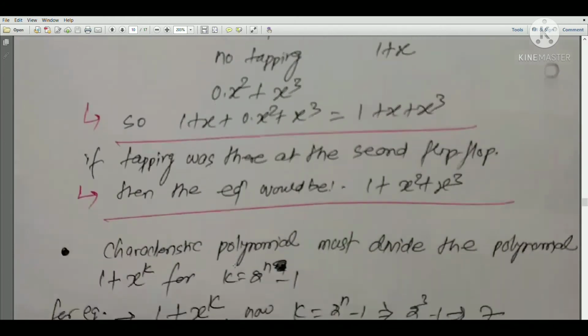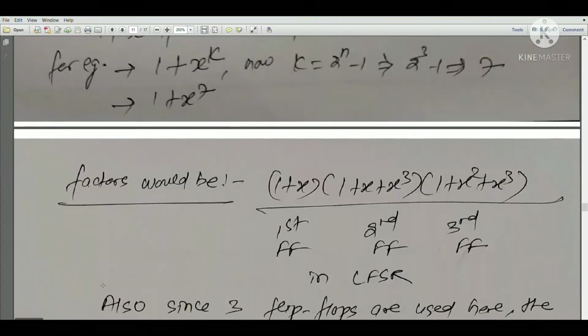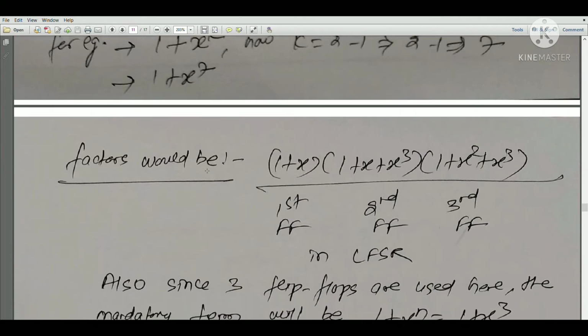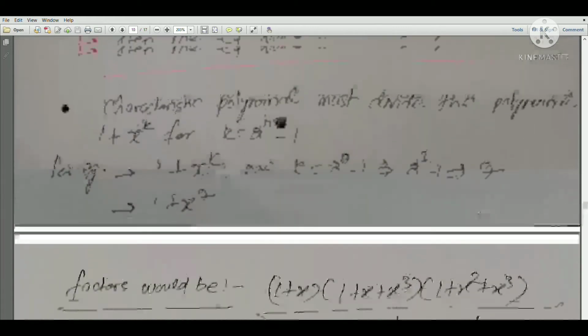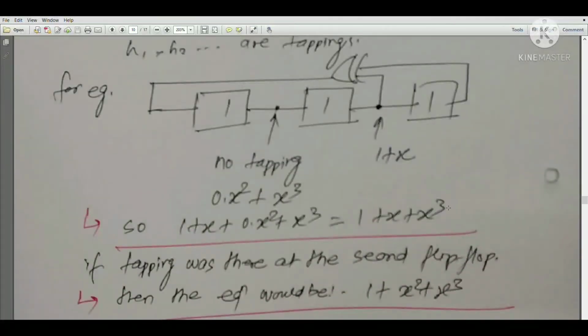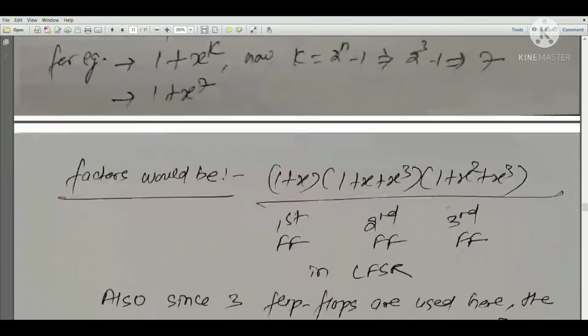So three possibilities are there: the first flip-flop, the second flip-flop, and the third flip-flop. It is written like this. If you have the first flip-flop, you will have 1 plus x. If no tapping is there, 1 plus x cube at the second flip-flop, and at the third flip-flop, 1 plus x square plus x cube. It is written by the design of this particular figure that is shown over here.